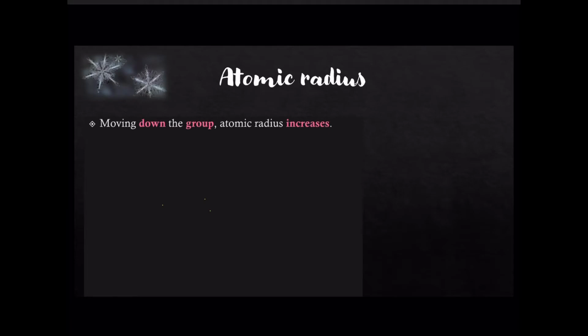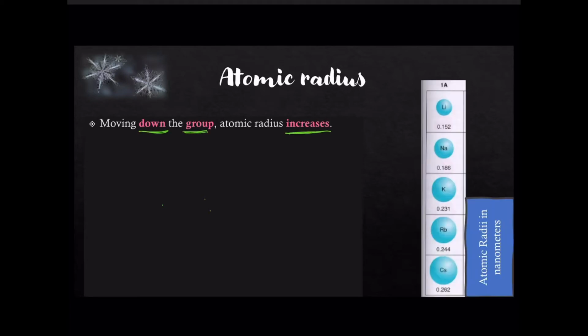When we look at how atomic radius changes moving across the periodic table, going down a group, the atomic radius actually increases. So pictured here are group 1 metals. Underneath the pictures of the atoms, you can see a value. It's the atomic radius recorded in nanometers. So notice as we go down the group, the size of the atom increases. Let's consider why that happens.